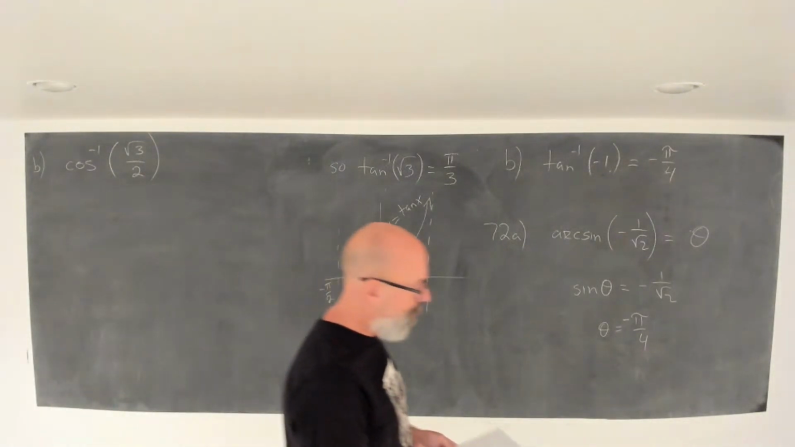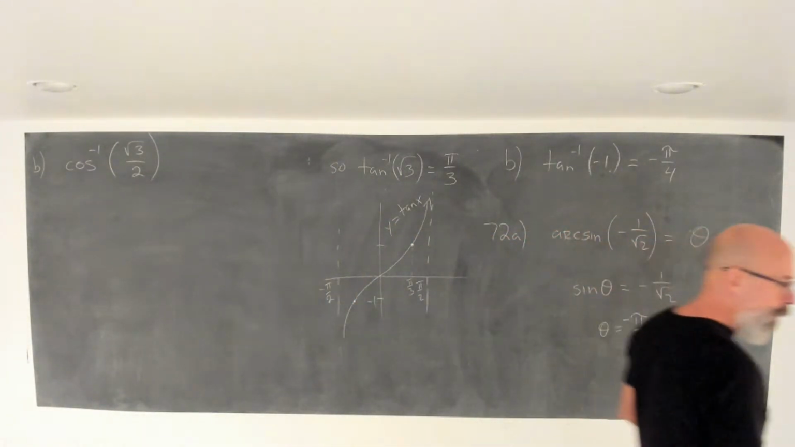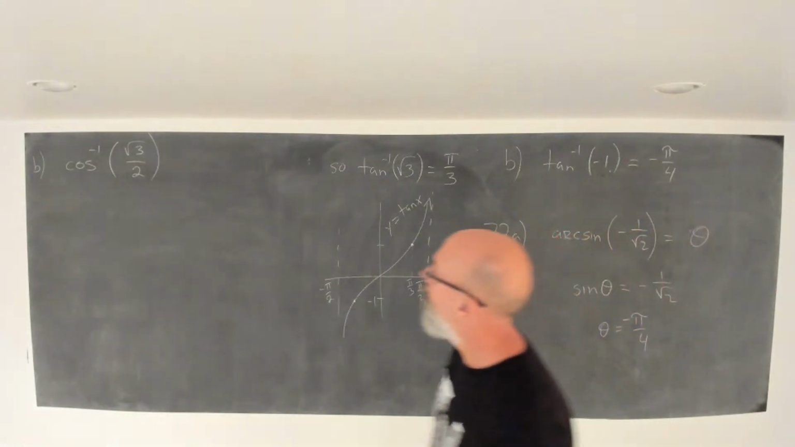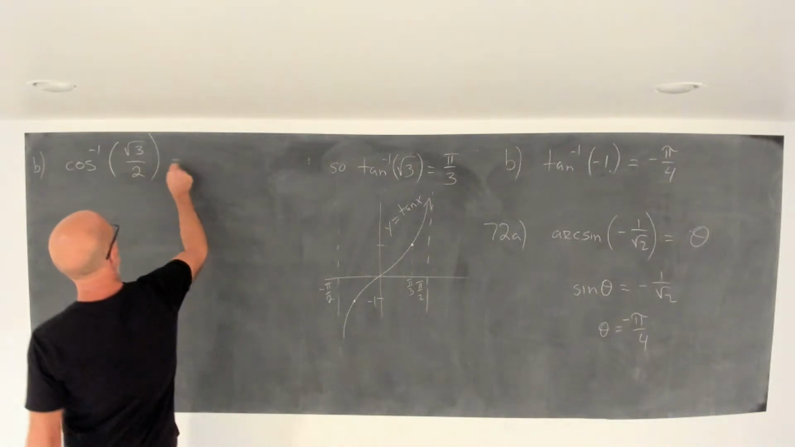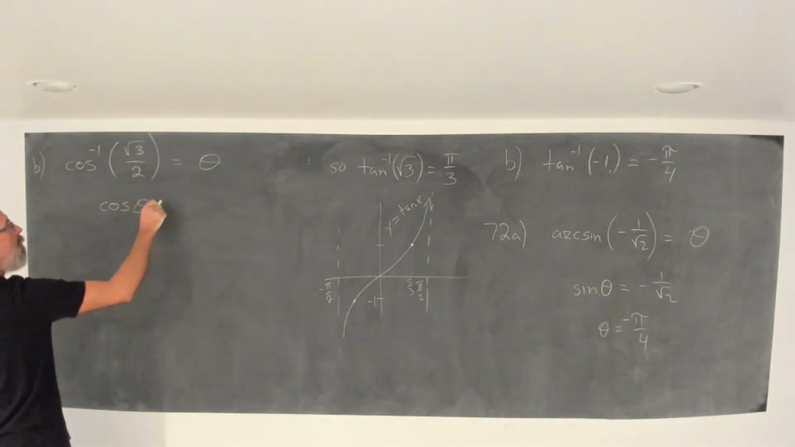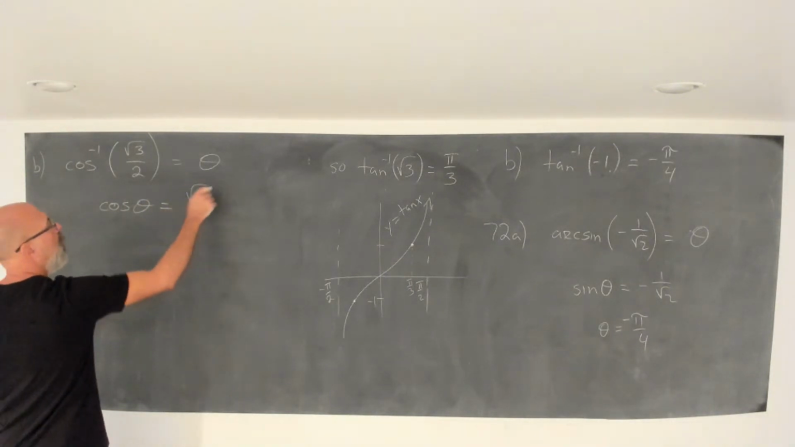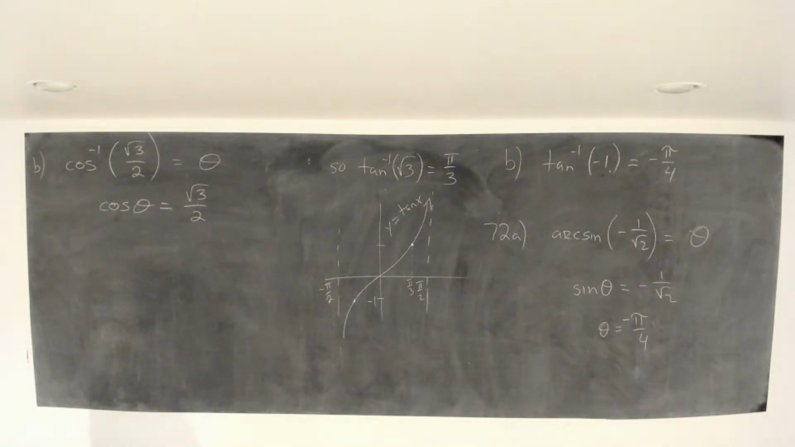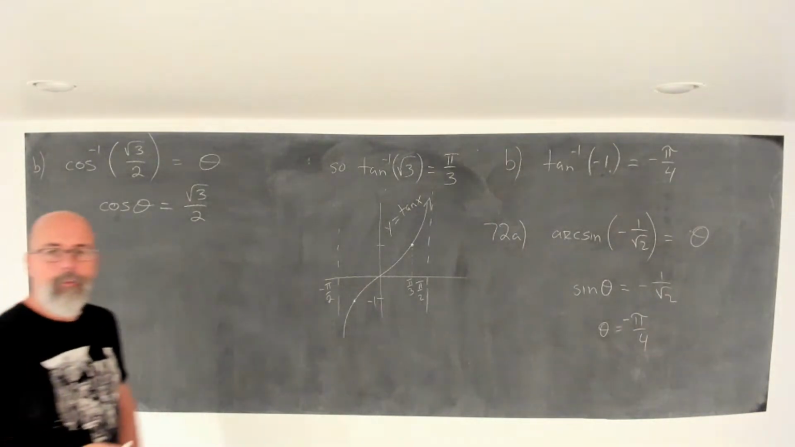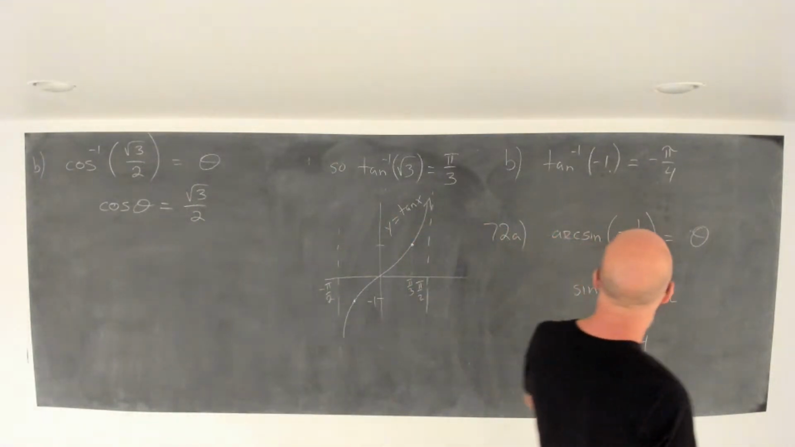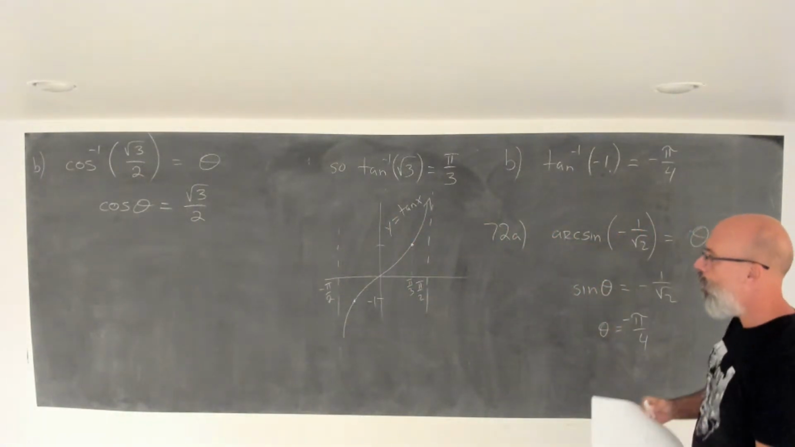Inverse cos of √3 over 2, right? Again, this is equivalent to asking, when is cosine equal to √3 over 2? Ryan is asking, couldn't it also be -3 pi over 4? Again, no.